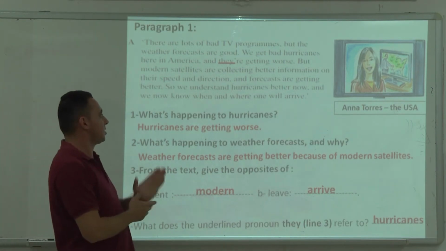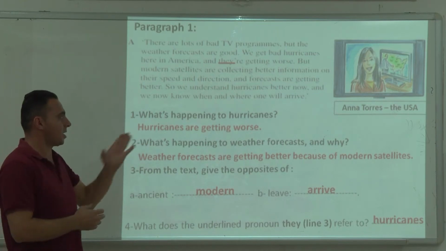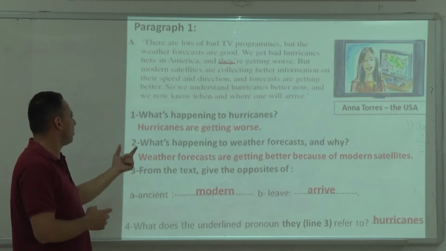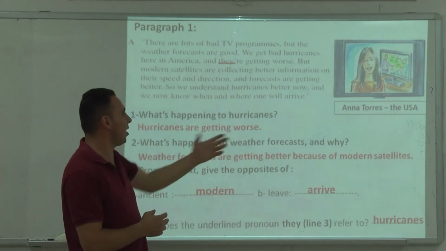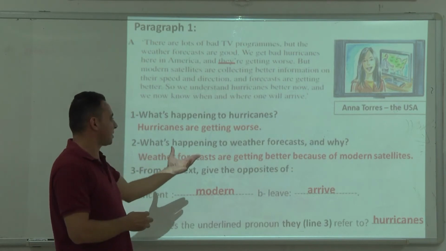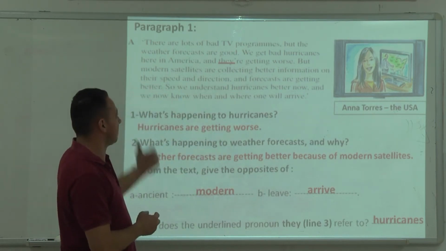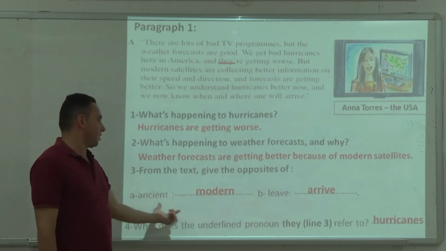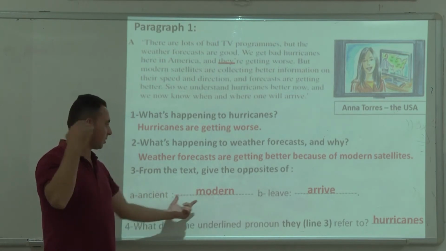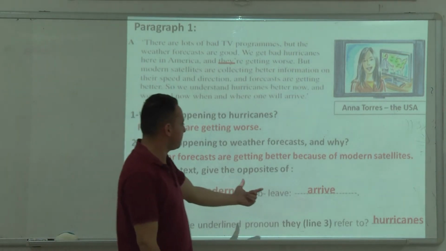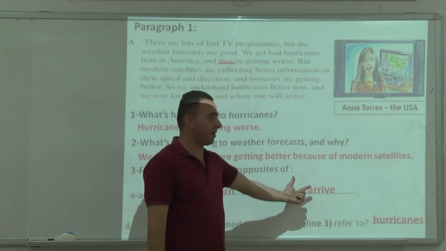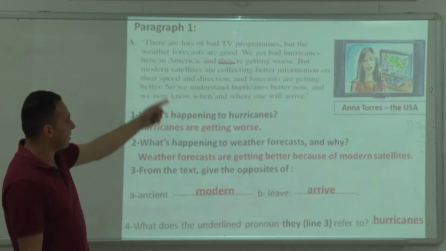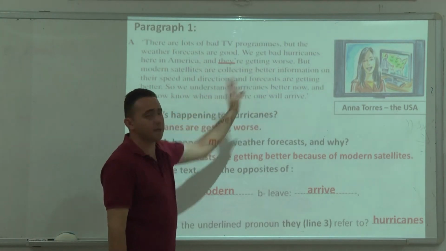Again, students, question number 1. What's happening to hurricanes? They are getting worse. Question number 2. What's happening to weather forecasts and why? Weather forecasts are getting better because of modern satellites. Number 3. The opposite meaning of ancient is modern, ancient, very old, modern, very new. And the opposite of leave is arrive. The last question, what does the pronoun they refer to? They refers to hurricanes.